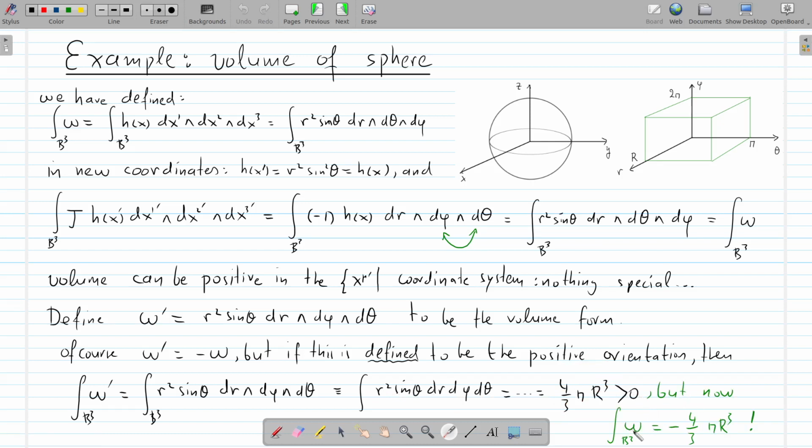But now, if we integrate omega, which is minus omega prime, the result will be different. It would be minus 4/3 pi r cubed. So you see that the integral of our form changes sign if we change the orientation. But the overall change of orientation can be anything we like. We can choose omega to define an orientation, or omega prime to define an orientation in R3.